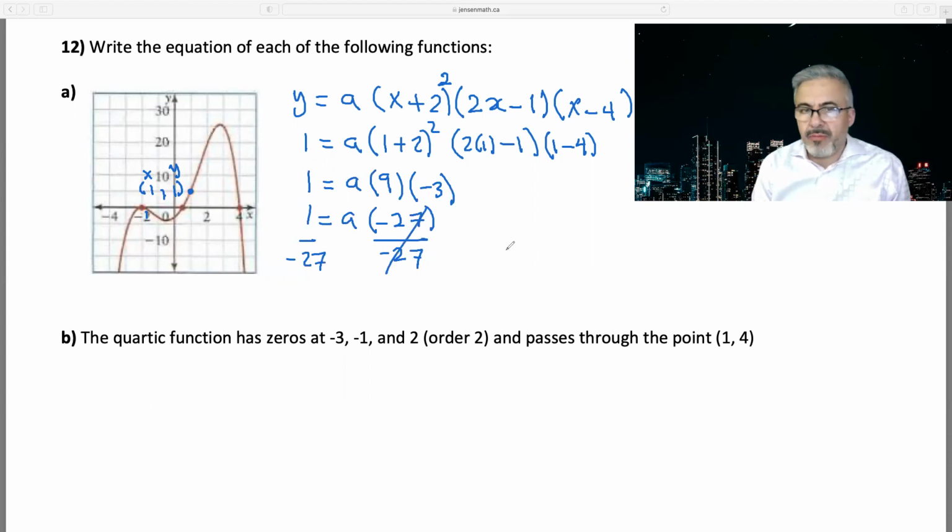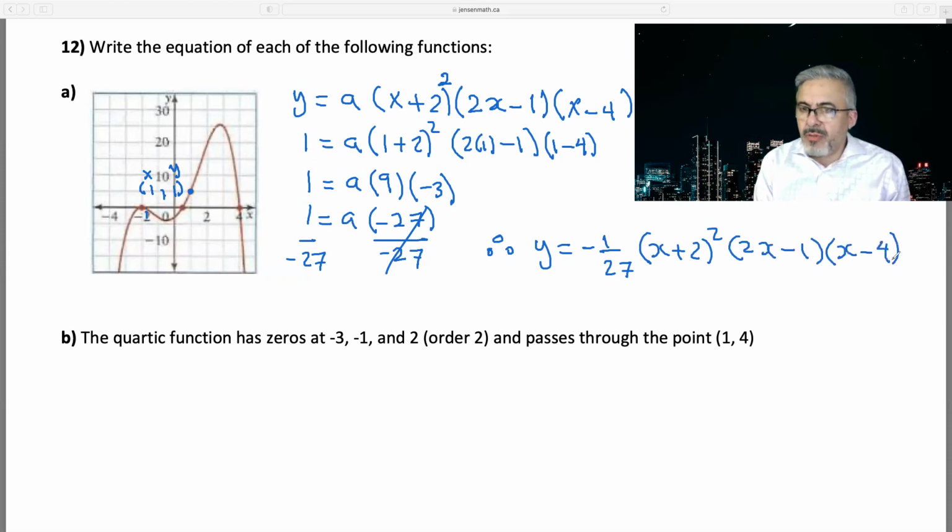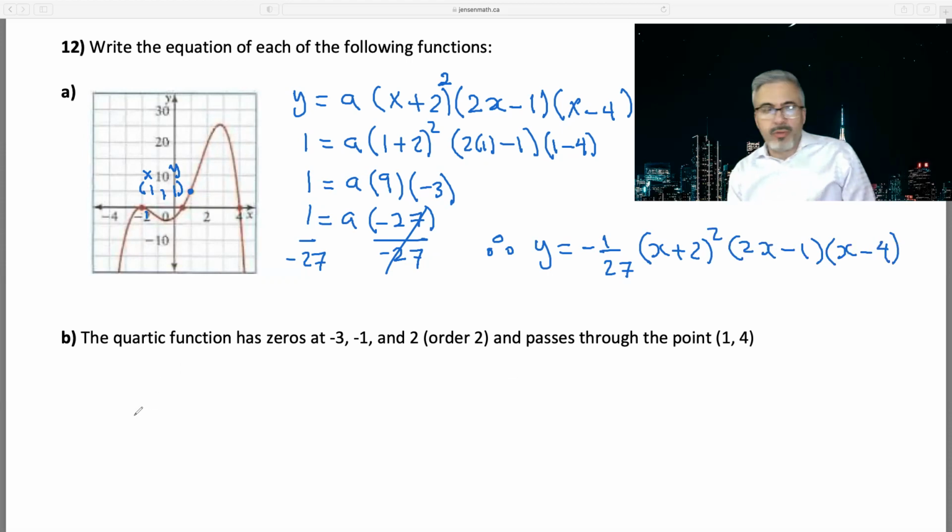So a equals 1 over -27. Therefore, y equals -1 over 27, x plus 2 squared, 2x minus 1, and x minus 4. And that's your answer for this. So now let's go to number 2.